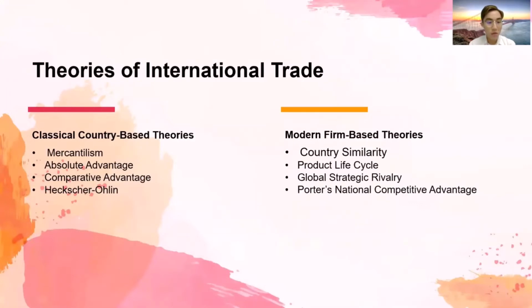So these theories are referred to as modern and are firm-based or company-based. Both of these categories, classical and modern, consist of several international theories. First, we will talk about the classical country-based theories, which are mercantilism, absolute and comparative advantage, and Heckscher-Ohlin.